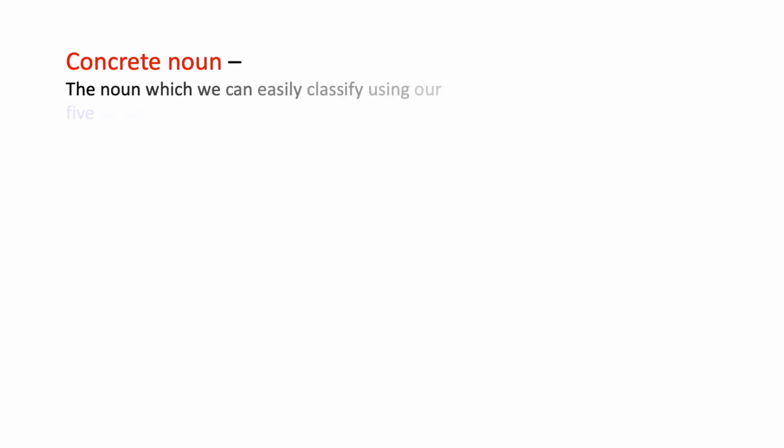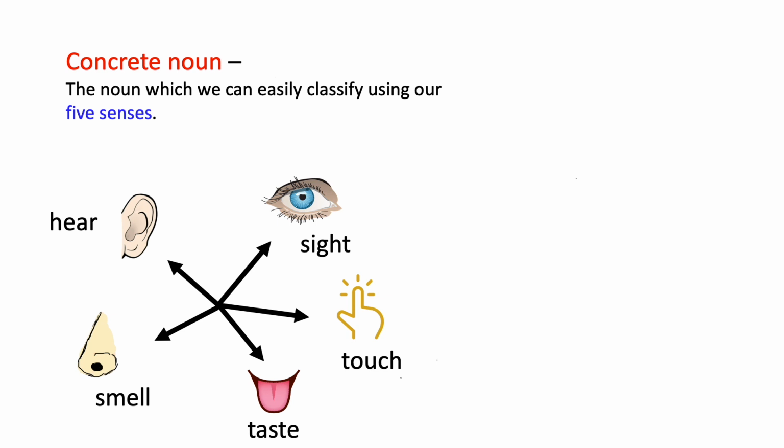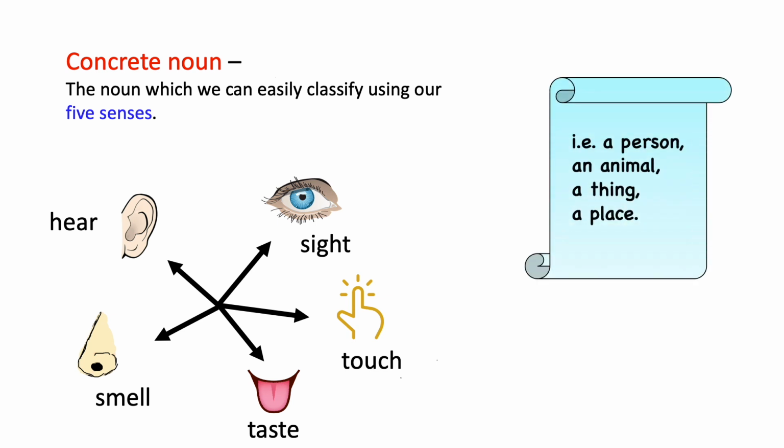Concrete noun: the noun which we can easily classify using our five senses. So we can easily hear, see, touch, taste, and smell these nouns. Concrete nouns are generally a person, an animal, a thing, a place.